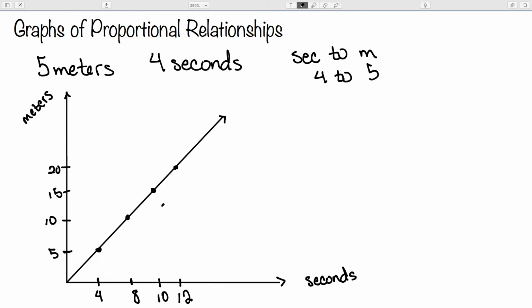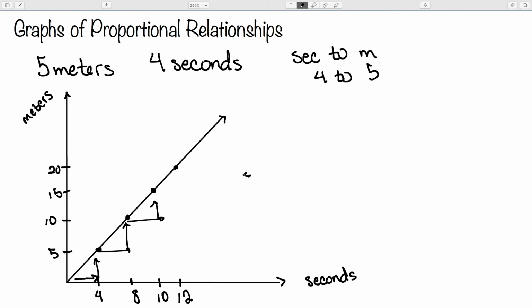And we can also see how the 4 to 5 ratio of times to distances is reflected in the graph. Moving along this graph, if we move 4 units to the right, we move up 5 units. Over 4, up 5. Over 4, up 5, etc.